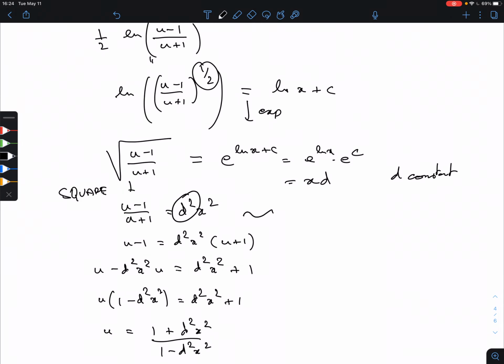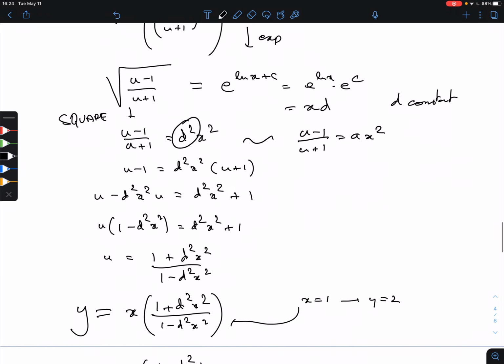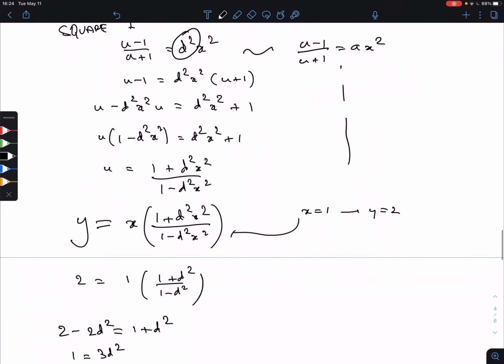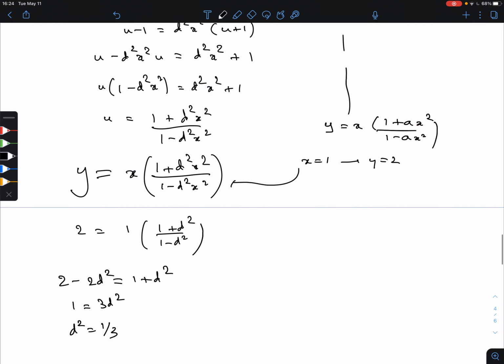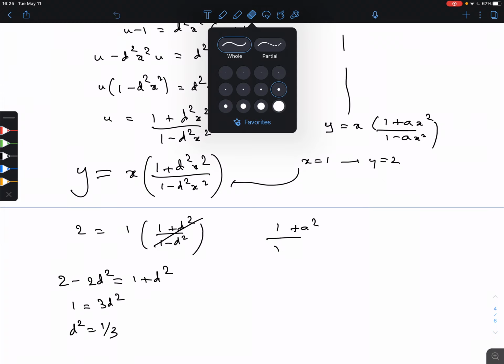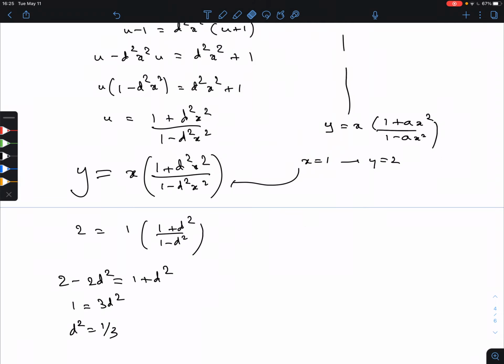So it's a bit silly of me to keep the d squared here. It would have been better to say, okay, I'm introducing a new constant, let's call it a, so a x squared, and then carry out the calculation with a. We would have found y is x times 1 plus a x squared over 1 minus a x squared, and then this would have been 1 plus a over 1 minus a. So no squares anymore, sorry about that. The whole point is not to get the squares, right? Okay, let me do the calculation over with the a now.